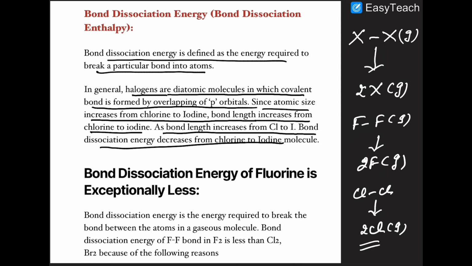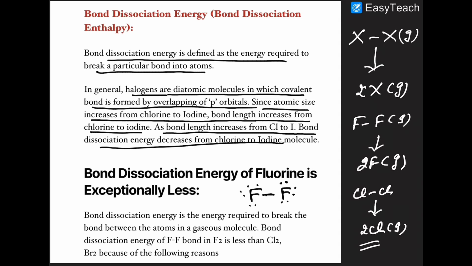The reason is that although the bond length of fluorine is very small, its bond dissociation enthalpy is not very large. Why? Because in fluorine the bond length is very small, so the lone pairs are very close to each other. There are three lone pairs on one fluorine atom and three lone pairs on the other fluorine atom. Due to the smaller bond length between the two fluorine atoms, tremendous lone pair repulsions occur in the fluorine molecule.